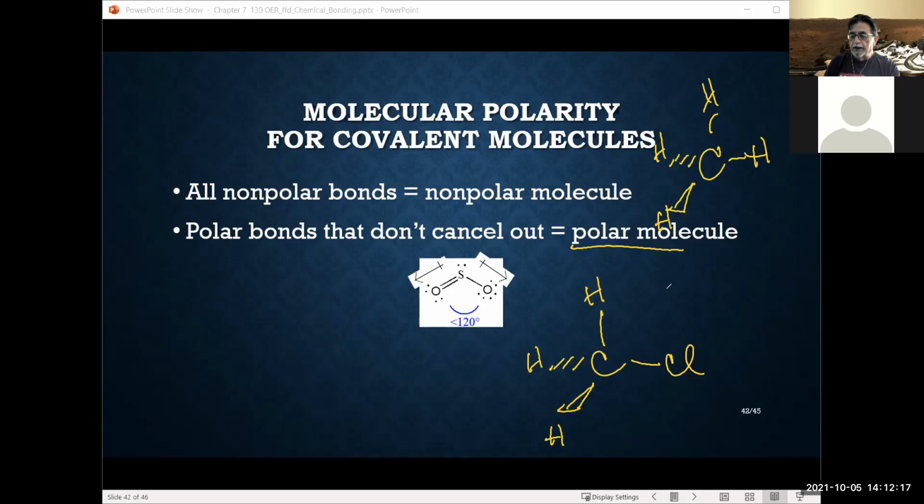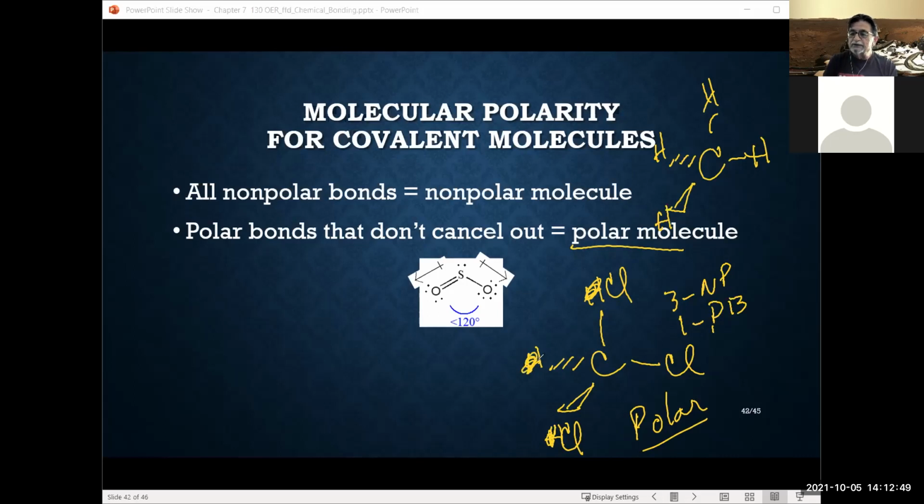And so here we have three nonpolar bonds and one polar bond, which makes this a polar species. If we continue to replace the other hydrogen with another chloride, I still have a polar species. And if I do that to the third one, still polar, because these polar bonds are all going in different directions. They don't cancel each other out.